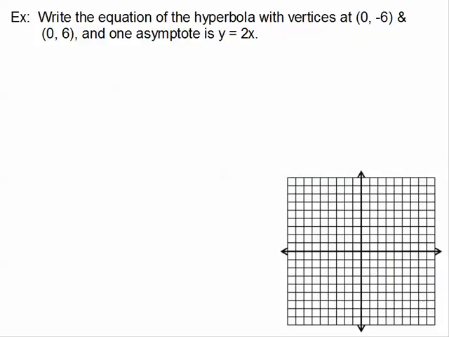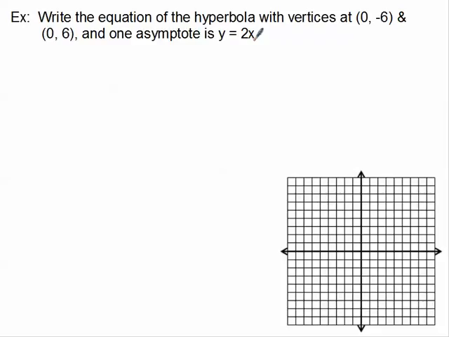Let's look over at our third problem. Okay, so here's our final example. This is to write the equation of the hyperbola with vertices at (0, -6) and (0, 6), and one asymptote is y equals 2x. Oh, interesting. We don't even have the center here.